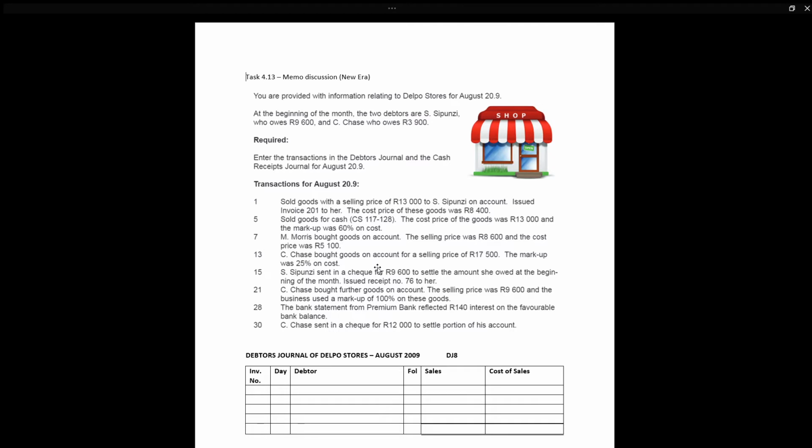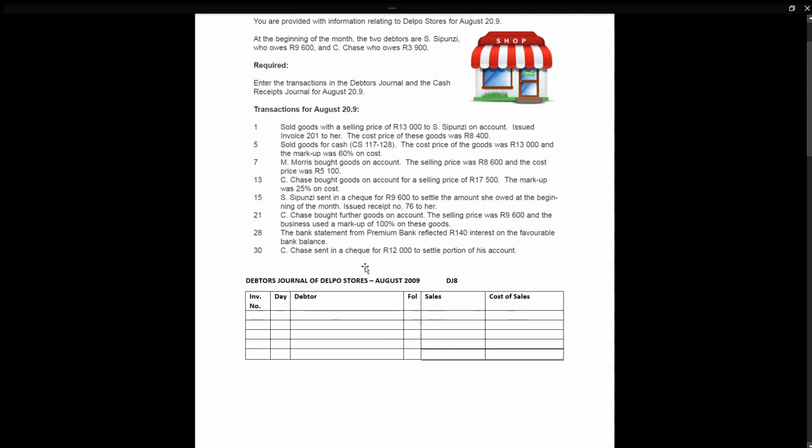You are provided with information relating to Dalpo Stores for August 2009. At the beginning of the month, the two debtors are S. Supuzzi, who owes 9,600 and C. Chase, who owes 3,900. You are required to enter the transactions in the debtors journal and the cash receipts journal for August 2009.